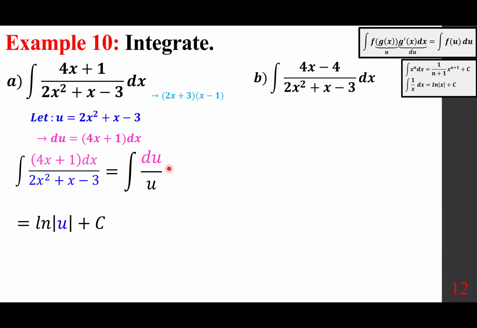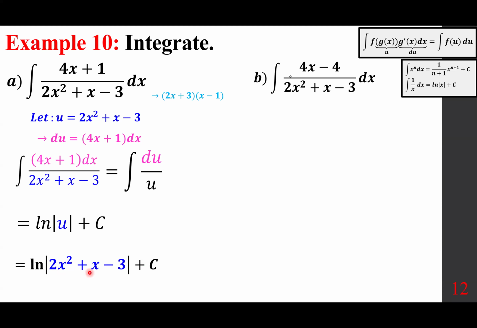So ln of absolute value of u plus a constant. Replace the u, and you get ln of absolute value of 2x squared plus x minus 3, plus a constant. And bear in mind, this expression can be positive or negative, therefore you must keep the absolute values.